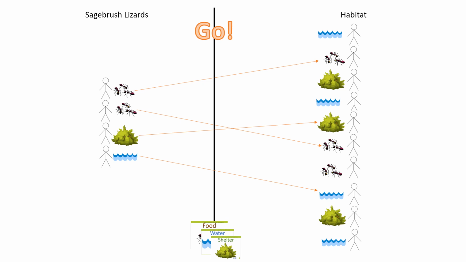For lizards, the card indicates what you need from the habitat side in order to survive. So the lizards are going to run across the line to the habitat side and try to match up with one of the habitat students. If they are able to match up, that means the lizards survived that round. So in this case, all 4 lizards survived the round.